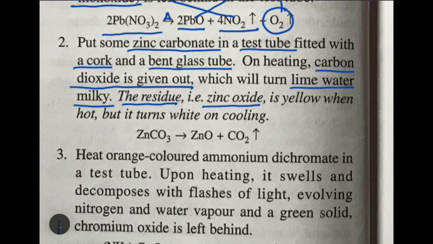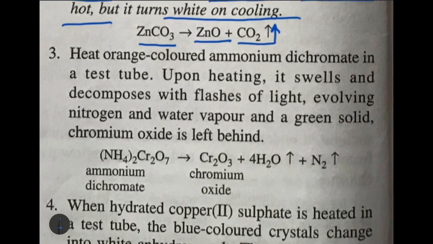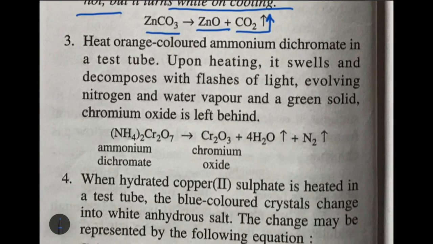And how do you know it is zinc oxide? Because it is yellow when hot and white on cooling. So in the reaction, again you have zinc carbonate giving zinc oxide, yellow when hot, white when cold, and carbon dioxide, which turns lime water milky. Okay, now moving on to the third experiment.